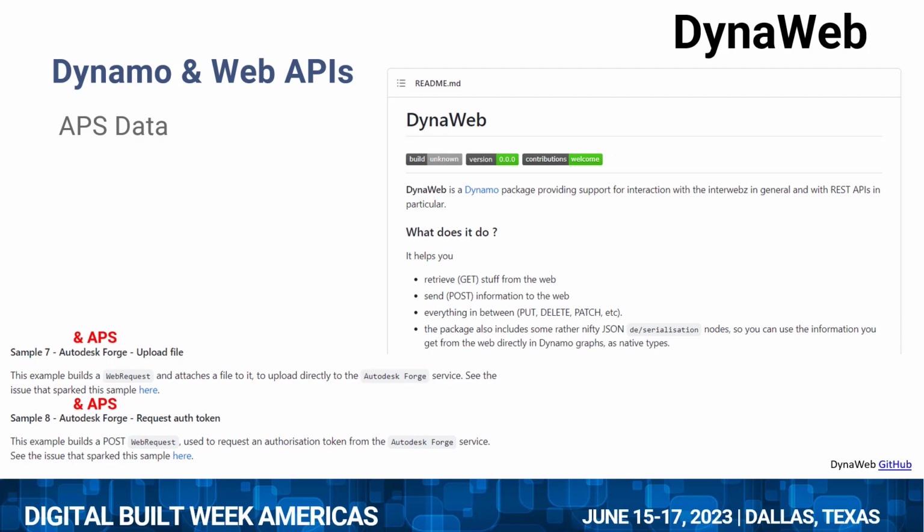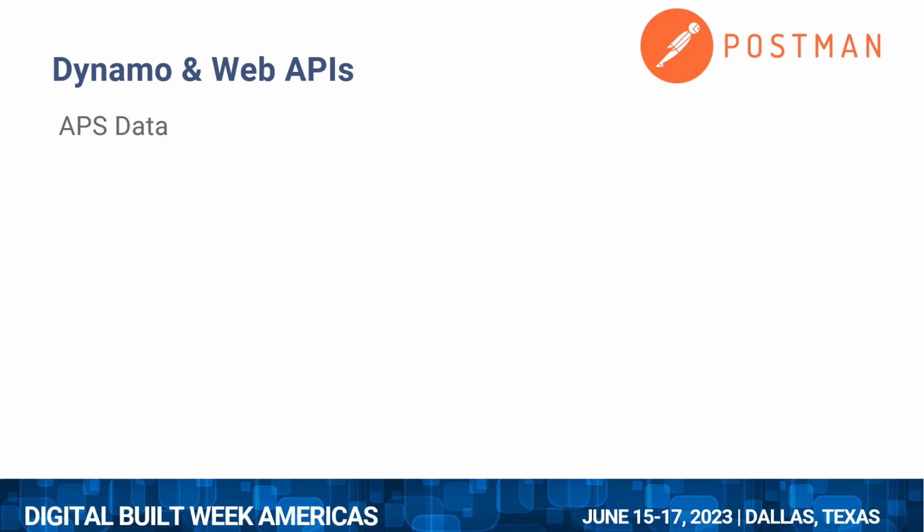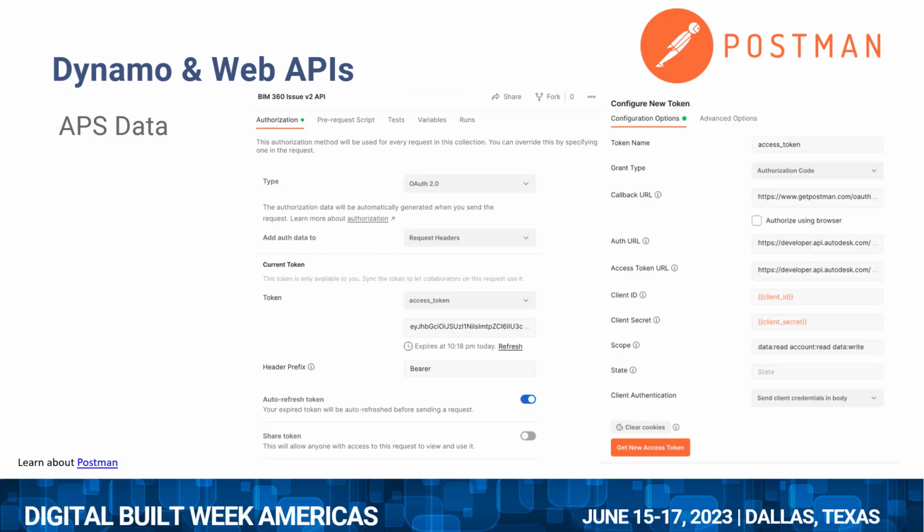But DynaWeb by itself is not enough. We also need another product, or at least I use another product because it makes life much easier, called Postman. So Postman is a free tool. Yes, there's a paid version. But for what I need it for, the free version is fine. And this allows us to access APIs, really for testing APIs. But we can also use it to access API data.